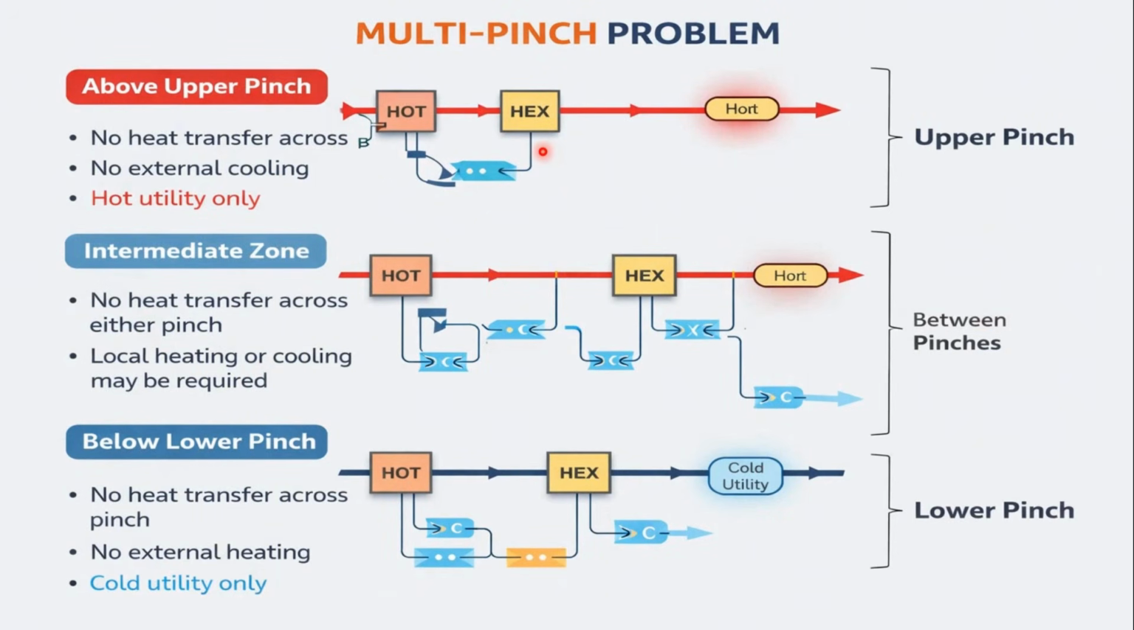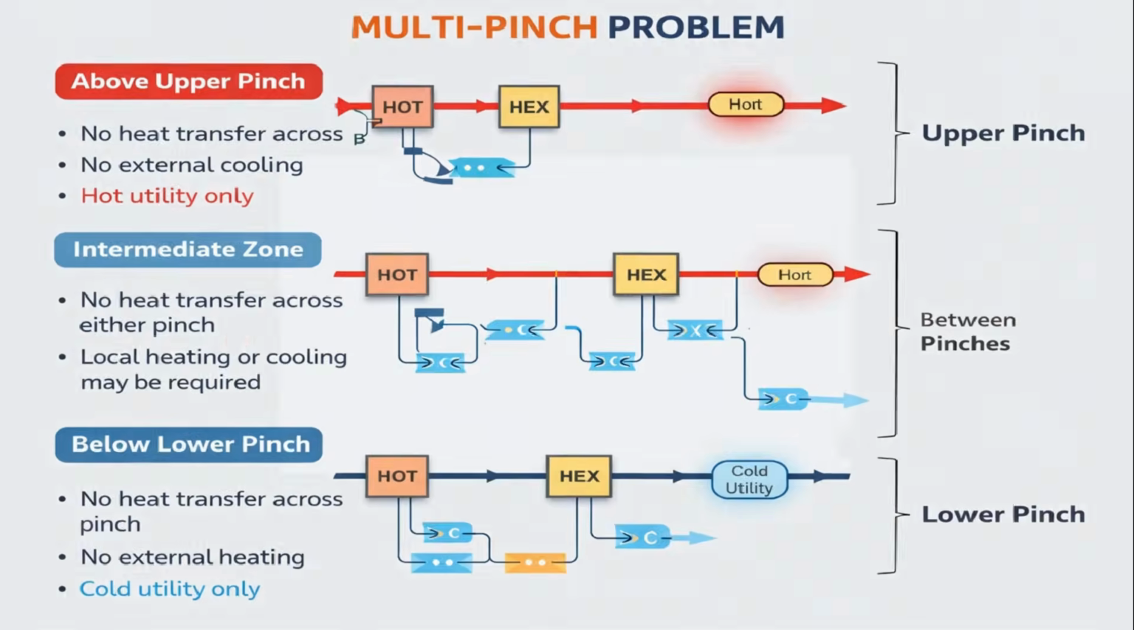Similarly, there is another representation: for the upper pinch, no heat transfer across the pinch, no external cooling, only hot utility required. For below pinch, cold utility is required. And for the intermediate zone, process to process heat recovery is required to achieve the objective.